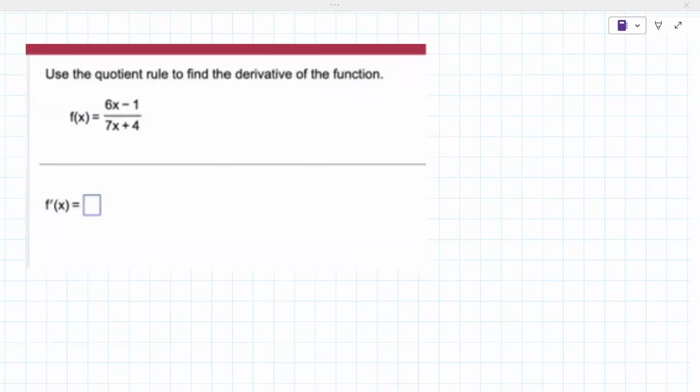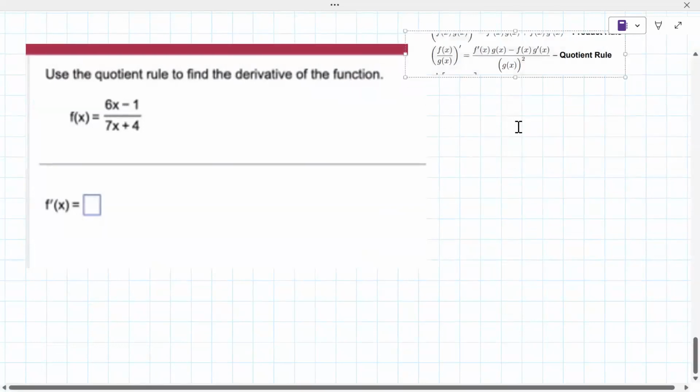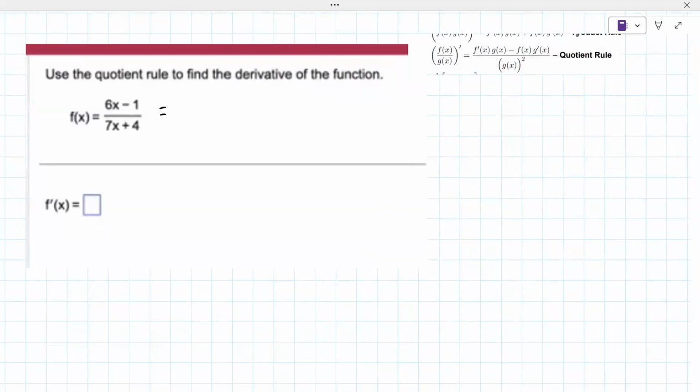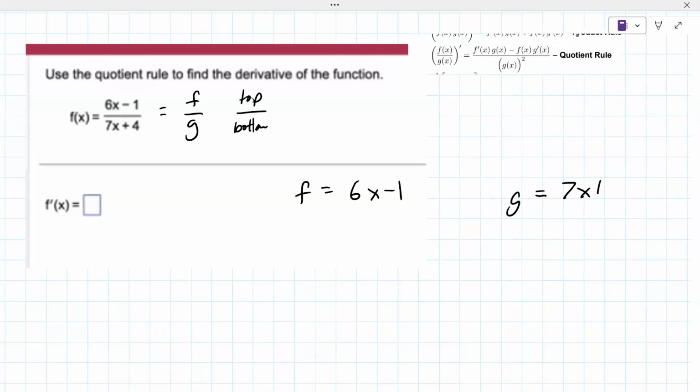Okay, the next one here is what's called quotient rule. That is on your reference sheet here. I'm just snipping it in case you ever wonder where I'm getting stuff. This has a top and a bottom. It's just like before. You have an F, you have a G, and you have to find the derivative of each.